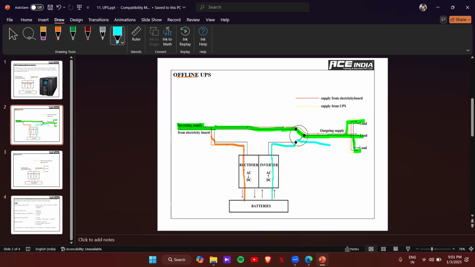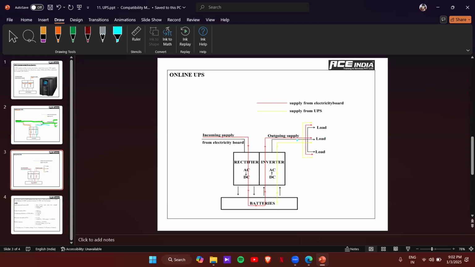But we cannot use these systems in IT server rooms and the above mentioned conditions. You cannot use the offline system because of this time lag, or the switching gap. In that case, we will go forward with the online system.